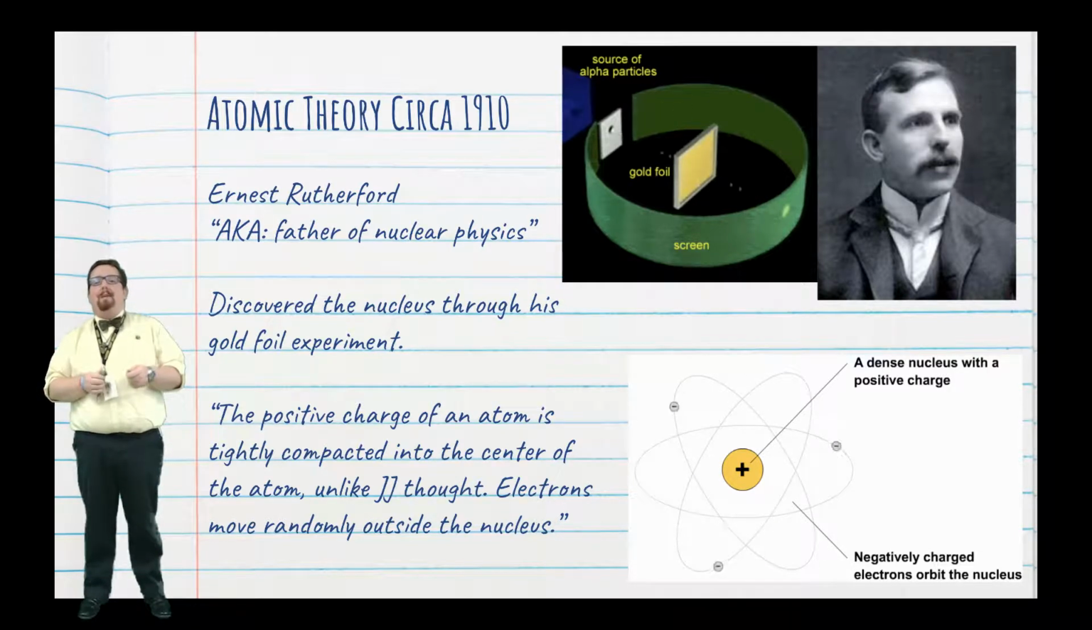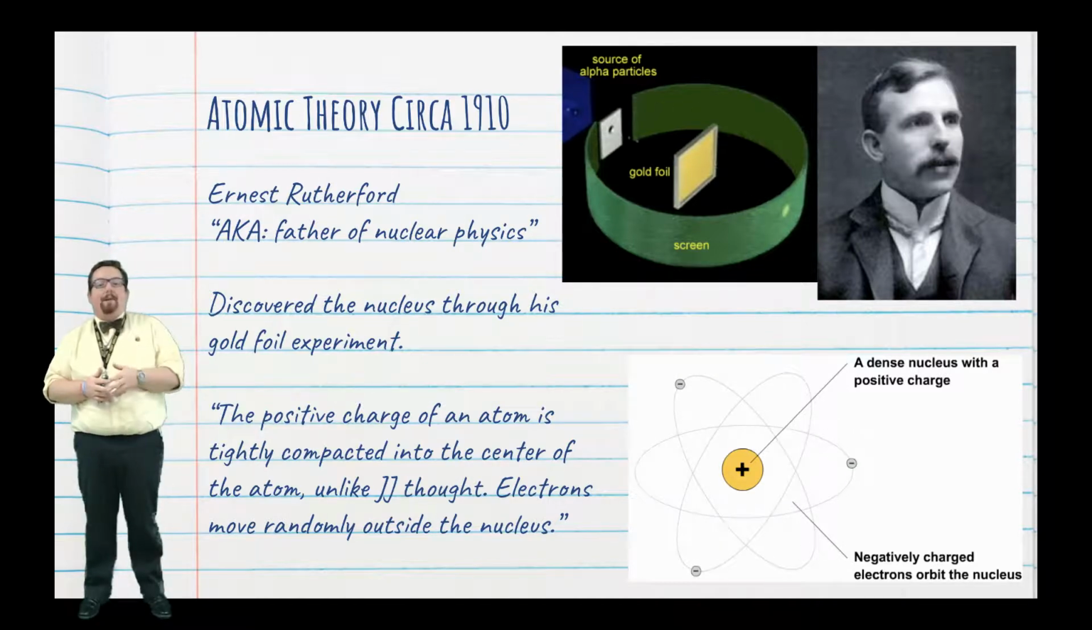Instead of an atom mostly being a large positively charged mass with negative chunks inside of it, Ernest theorized that there was actually a very tiny mass in the center of the atom, which holds all of the positive charge. Outside of that mass, and moving at random, were the electrons in Rutherford's model. He determined this using the gold foil experiment.